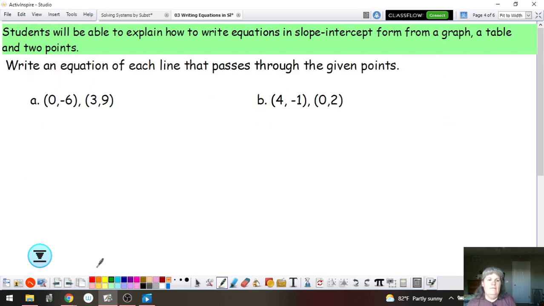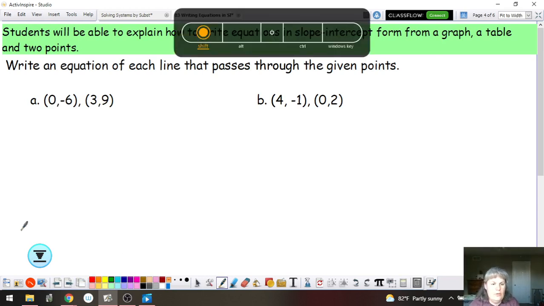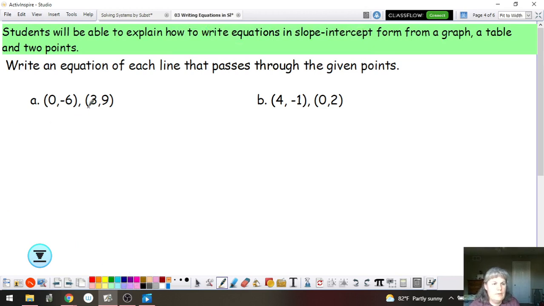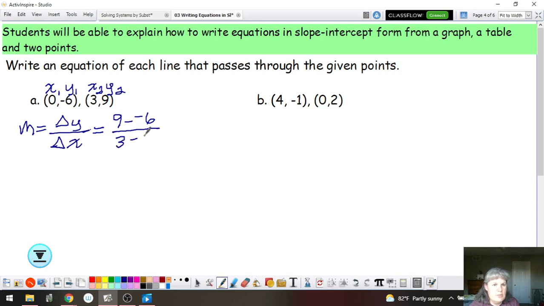So what about when we have 2 points? Well, I still need to find my slope. So I still need that change in y over change in x. So I'm going to identify my points as x1, y1, x2, y2, so that when I find my change in y, I'm going to subtract my y's. That's 9 minus -6 over, subtract my x's, 3 minus 0.